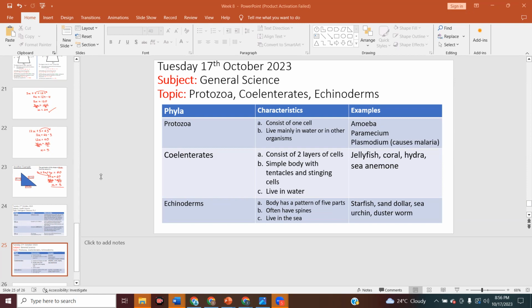Give me one characteristic of a coelenterate. They live in water. Joseph.